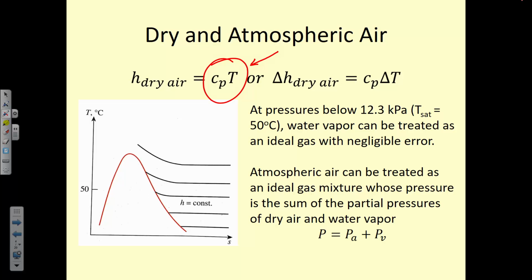Okay, so if we look at a TS diagram of water vapor, we can see that everything on this side of the dome is a vapor. And we notice something: below 50 degrees Celsius, these constant enthalpy lines intersect the saturated vapor line.